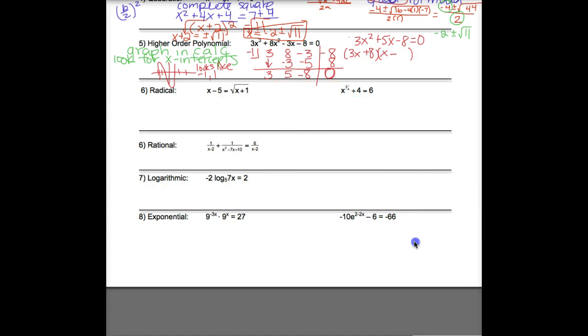Last one. This one, we've got to do some simplifying first because I don't have the base alone. So add 6 first. Negative 10 e to the 2 minus 2x equals negative 60. Then divide by negative 10. So e to the 2 minus 2x equals 6.